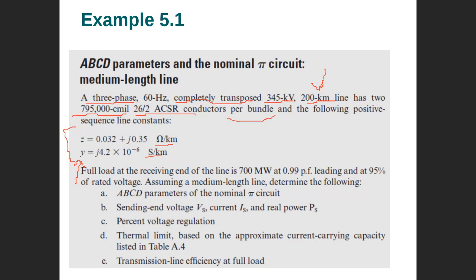Full load at the receiving end of the line is 700 megawatts at 0.99 leading. At 95% of the rated voltage means that this voltage here, you need to multiply it by 0.95 because the receiving end is operating at 95% of the rated voltage. So you multiply 0.95 times the rated voltage. So this is the receiving end voltage.